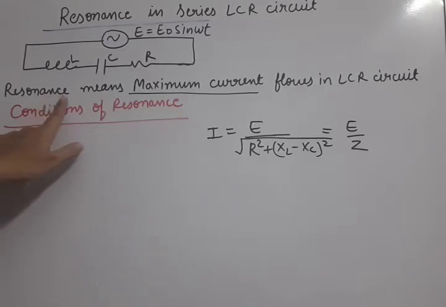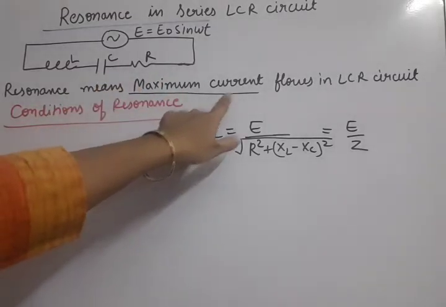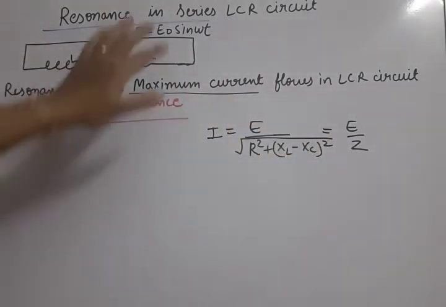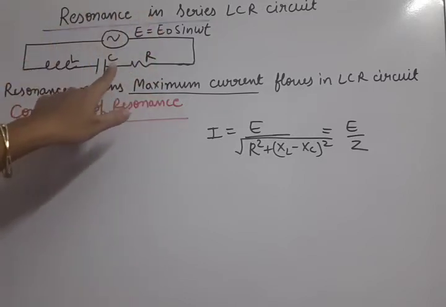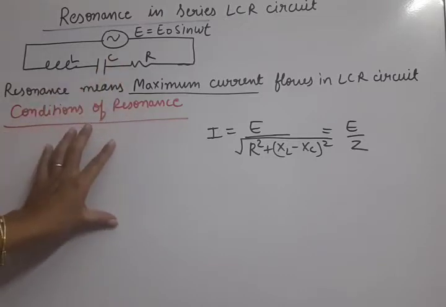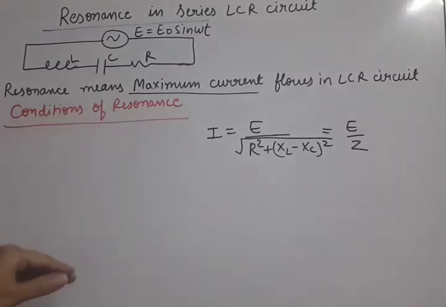So when we are talking about the resonance of LCR circuit, its meaning is that when maximum current flows in the LCR circuit, then the circuit is said to be in resonance. This same circuit is said to be in resonance if maximum current flows in it. Now let us get those conditions, when maximum current can flow, and other than current, there are a number of conditions which we have to understand. So conditions of resonance we will bring now.